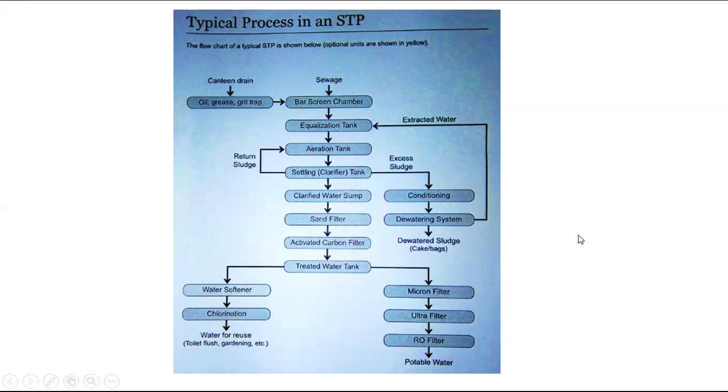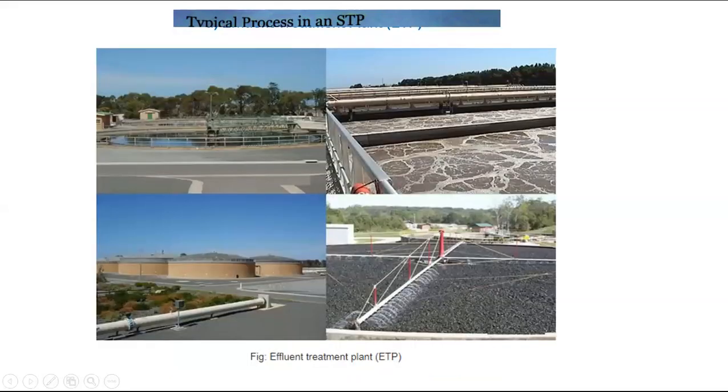Another thing: this is domestic waste. Domestic and human waste is treated by the STP, the sewage treatment plant. If you are dealing with an industrial or commercial project, then we have to go for an effluent treatment plant only. That process is a little more complicated than the STP. Based on what contamination is there in the drain, they will decide the process of the effluent treatment plant.